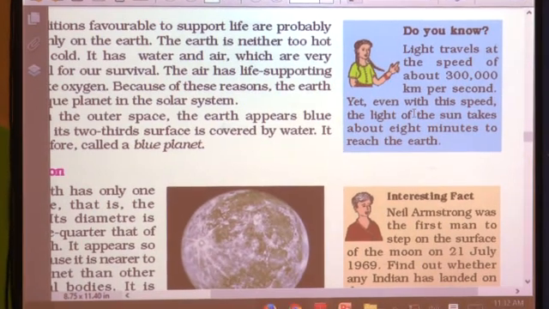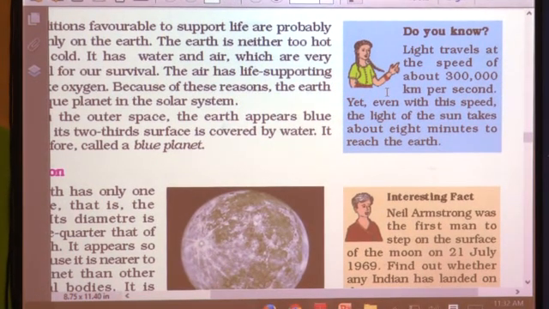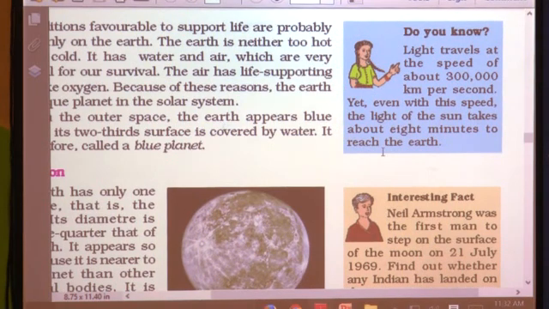Do you know, children, light travels at the speed of about 3 lakh kilometer per second, means within a second it travels 3 lakh kilometer. Yes, even with this speed, the light of the sun takes about 8 minutes to reach the earth. Though it travels so fast, it still takes 8 minutes to reach our earth.